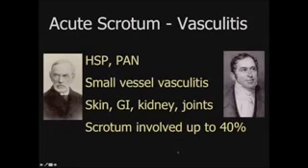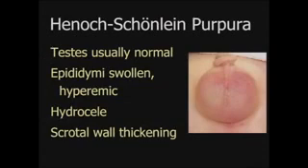Children can also have their scrotum involved by vasculitis. In adults, we usually think of polyarteritis nodosa. But in kids, it's usually Henoch-Schönlein purpura. Here's Professor Henoch, and here's Professor Schönlein. This is a small vessel vasculitis that can involve multiple organ systems, but the scrotum is involved in up to 40%. And what you may see on the scrotum are the typical purpuric skin changes.